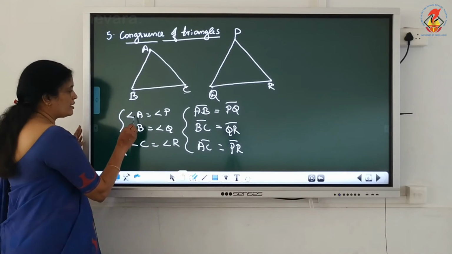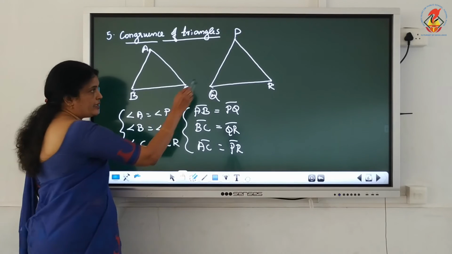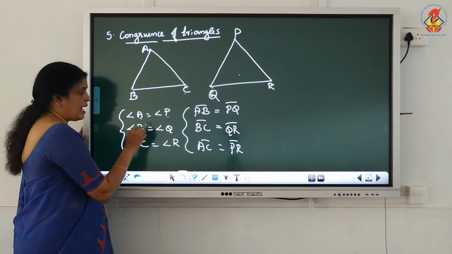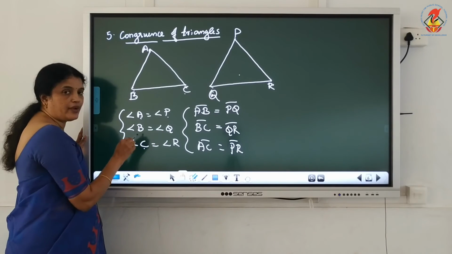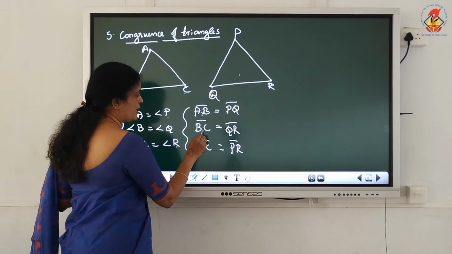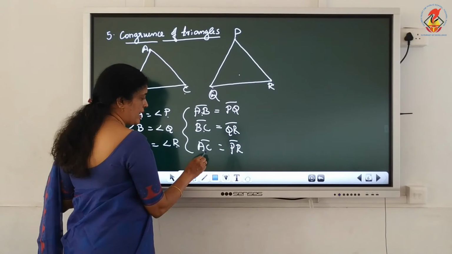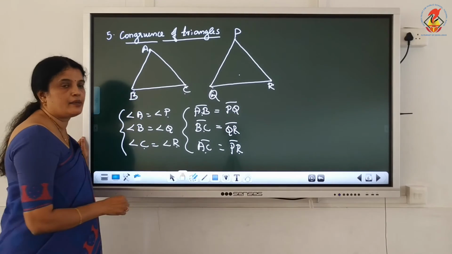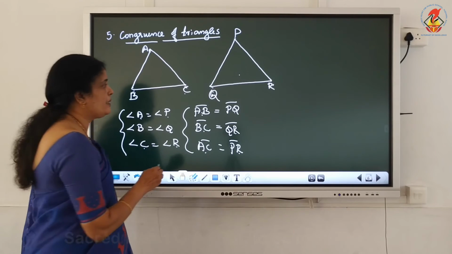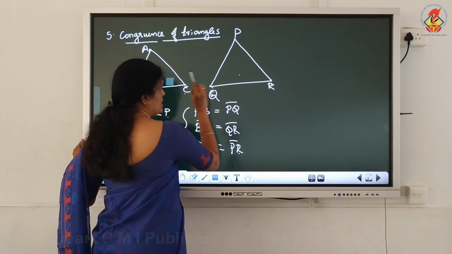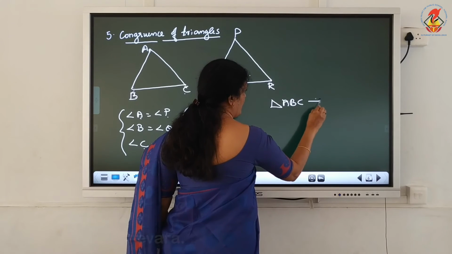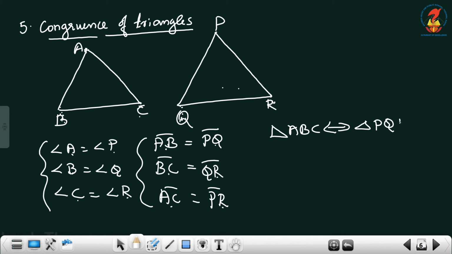What is the corresponding angle of angle A? Angle P in this triangle. What is the corresponding angle of angle B? Angle Q. What is the corresponding angle of angle C? Angle R. Corresponding side of AB is PQ, corresponding side of BC is QR, corresponding side of AC is PR. These are the 6 elements of the congruence of triangle ABC and triangle PQR. That means triangle ABC corresponds to triangle PQR.